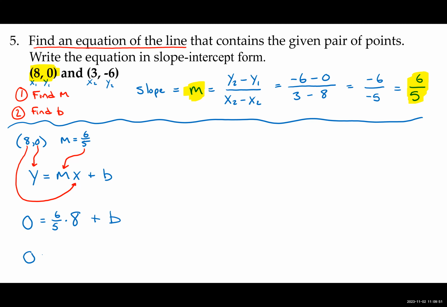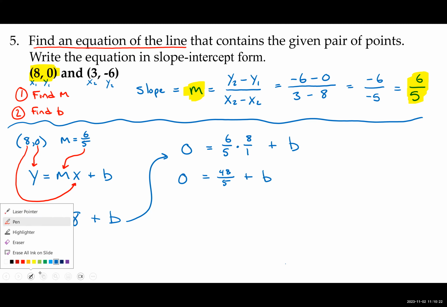Oh, this is not terrible. Let me actually come up here. So 0 is equal to 6 over 5 times 8. So instead of 8, maybe write it as 8 over 1. So 0 equals top times top. Bottom times bottom. So 6 times 8 is 48. 5 times 1 is 5.